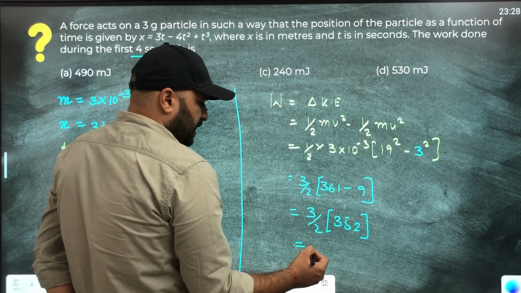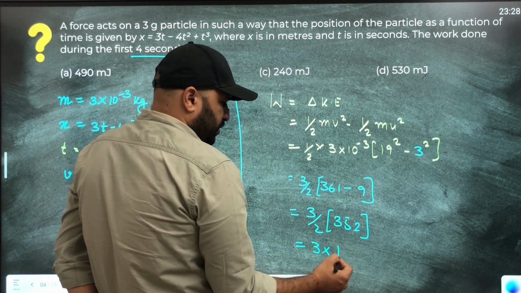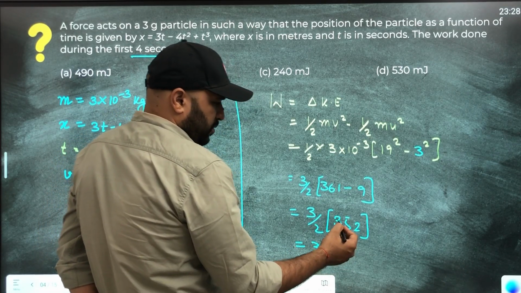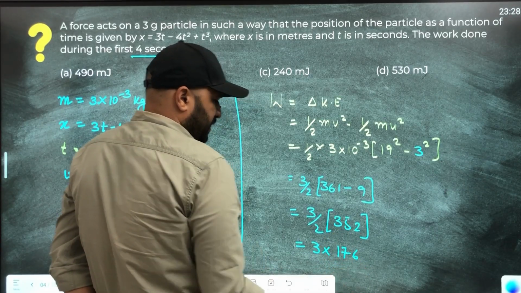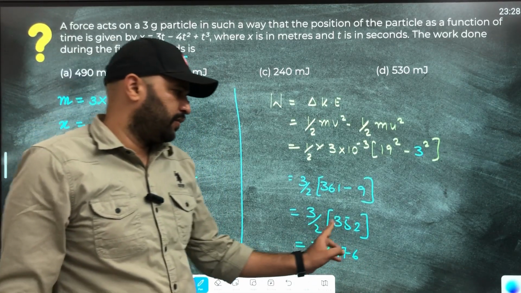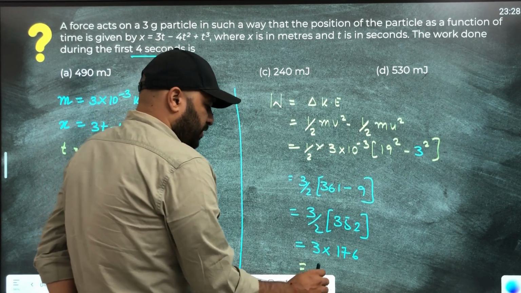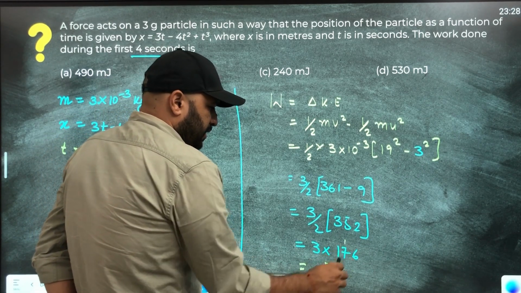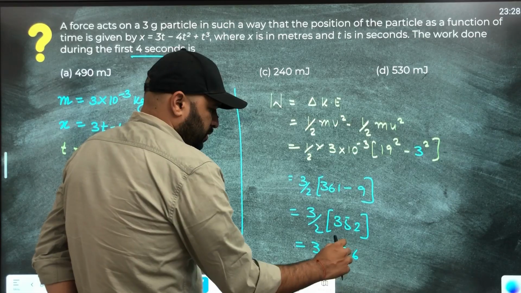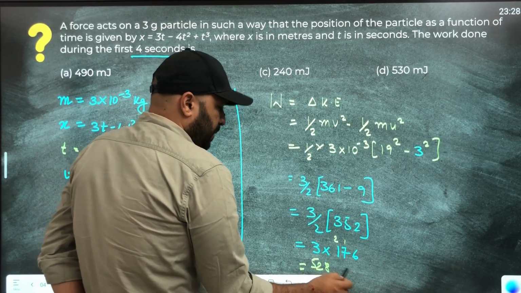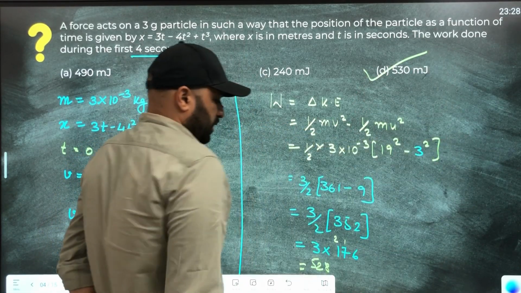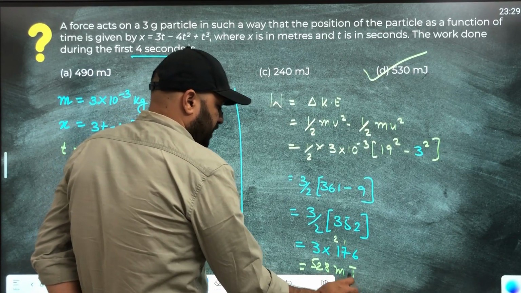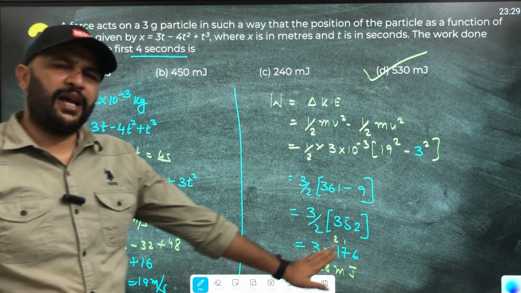Correct? Let's multiply here. So 2 ones are 2, and this will give you 15, 2 7s are 14, 176. Correct? Okay. I cancel 2 with 352. So this will give us how much? 3 6s are 18. 3 7s are 21 and 22, 528, approximately 530 joules. Clear it is? So this is millijoules. So 530 millijoules approximately.